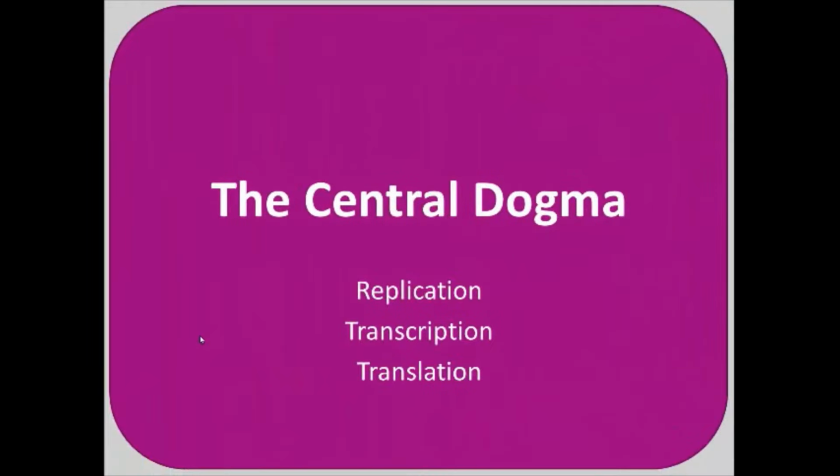The central dogma is probably better described as the central theory of molecular biology. It includes three processes that are fundamental to cellular activity and the very nature of life. These processes are replication, transcription, and translation. This video tutorial will provide an overview of the central theory itself and then introduce each process individually.